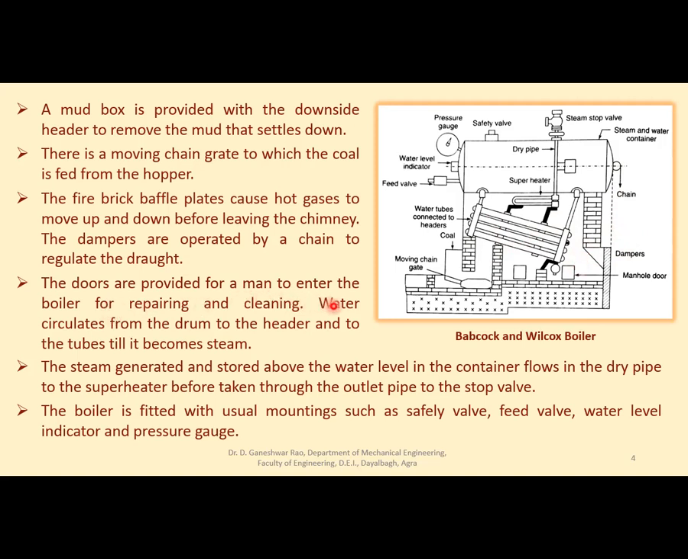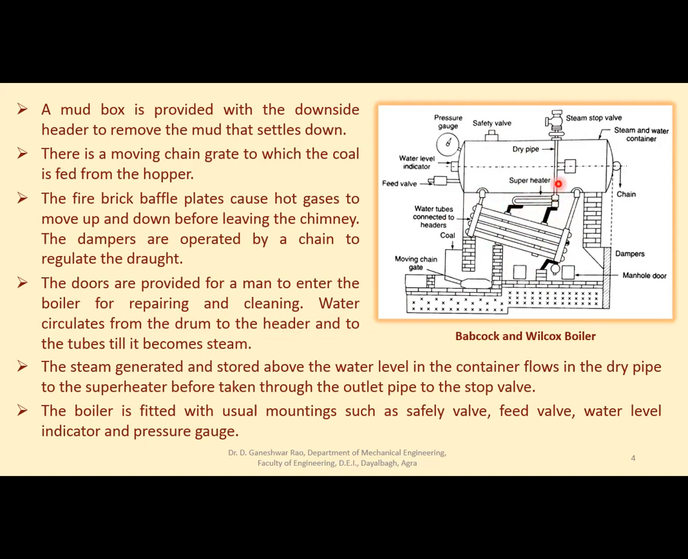Doors are provided for a man to enter the boiler for repairing and cleaning. As usual, manholes are provided here also, and there may be one, two or more, depending on the size of the boiler, for repairing and cleaning purposes. A man enters through the hole and repairs or cleans. Water circulates from the drum to the header and to the tubes till it becomes steam. Once it enters this uptake header and goes to the downtake header, then to the uptake header, then to the downtake header, finally in the form of steam it leaves this system and goes to the steam space, right?